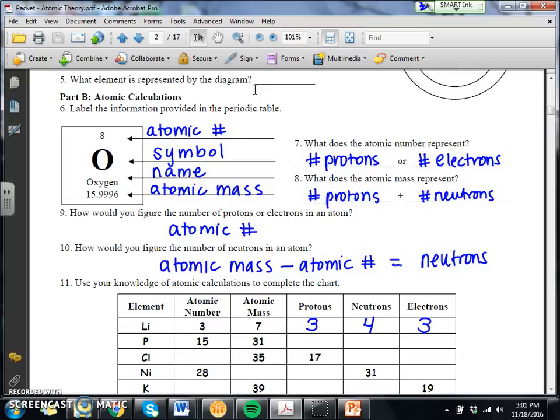If I look at number 2, P for phosphorus, I have an atomic number 15 and an atomic mass of 31. The number 15 tells me that I have 15 protons and 15 electrons. If I take 31 and subtract 15, I can get my number of neutrons, which would be 16 neutrons. So we see that my neutrons are not always equal to my protons.